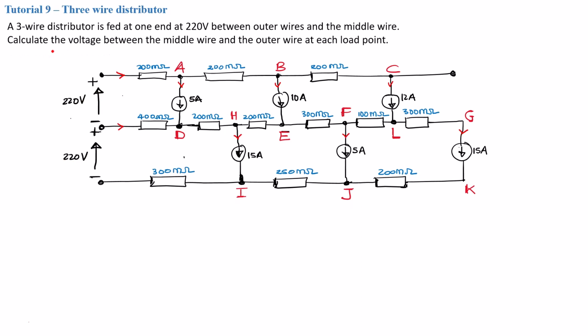Now looking at the problem statement, they say calculate the voltage between the middle wire and the outer wire at each load point. So that basically means the voltage across AB, BE, CL, GK, FJ, HI, right? That's the voltage we need to find. Now, in order for us to determine the voltage at any particular point, if you are designing or analyzing a circuit, you will have to watch out for the current flowing into that section, because the current flowing into a particular point on the circuit will determine how much voltage is being dropped and what will be the voltage left to reach the other point.